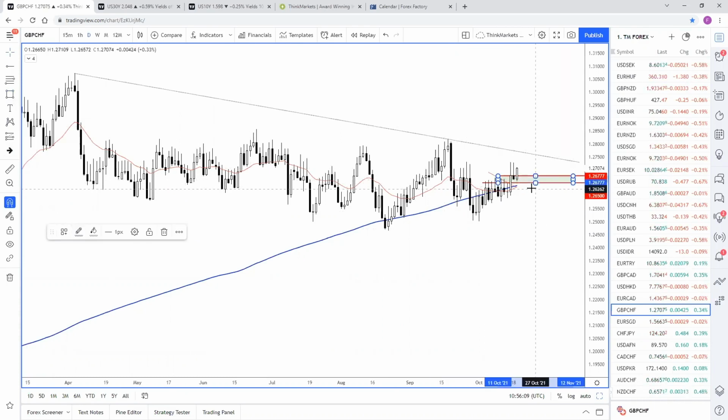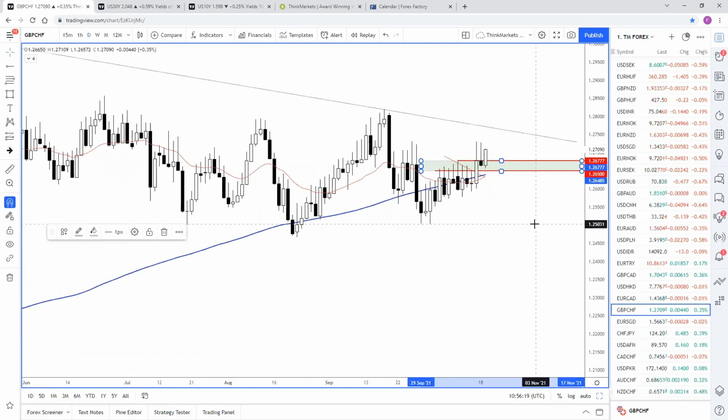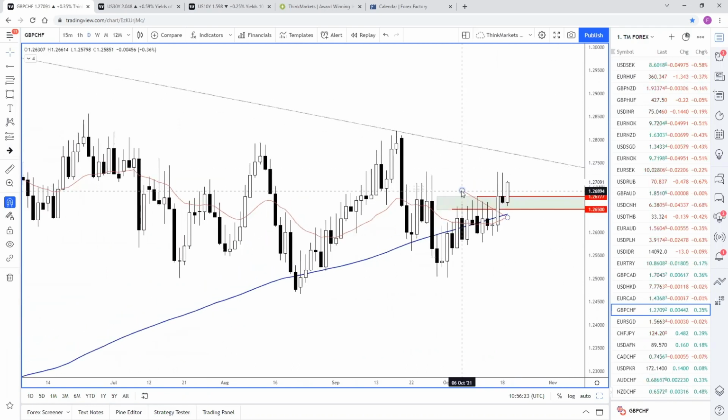This is the area I was looking at to buy the dip in the pound Swiss, and I have bought the dip. Just to give you an idea of how I trade as well. Obviously, this is not investment advice or trading advice, just my opinion on how I trade. You don't have to follow me, you shouldn't follow me, you should always do your own research.